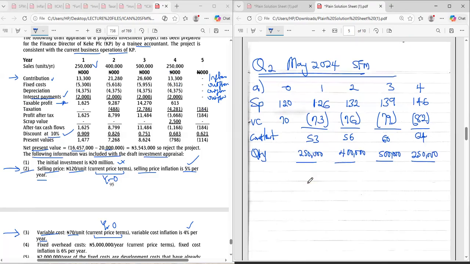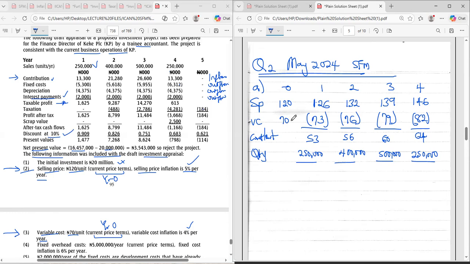Are you sure our approximation has not given us problem? 250,000 times 53 is 13,250. Wahala. The approximation. I think that will only affect variable cost. It will affect selling price too. Oh yeah, sharp. Let me punch that.